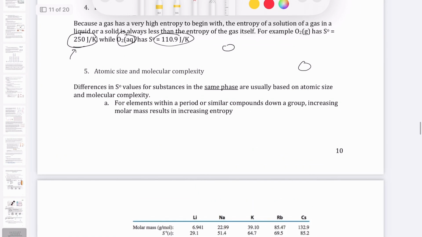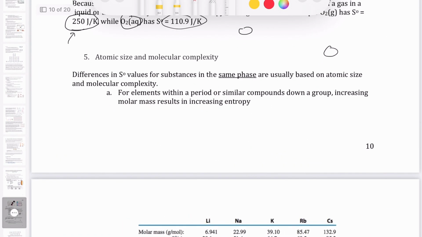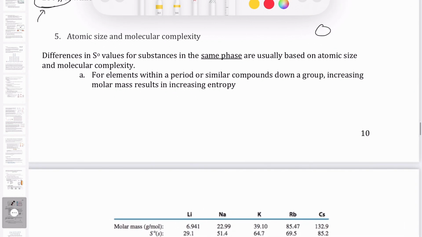The last point I want to talk about is atomic size and molecular complexity. So this is just kind of comparing how big particles are and how complex they are. Complexity here refers to things like branching, how many branches that particular structure has, okay? And this is the last thing you want to look at.